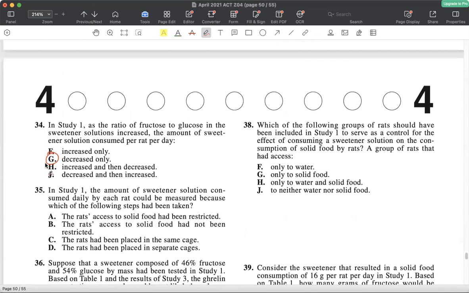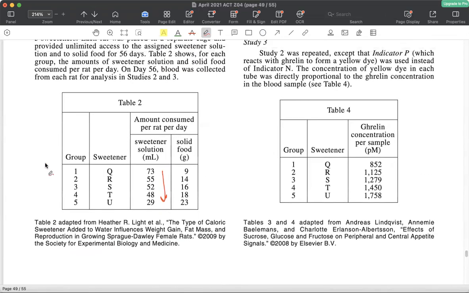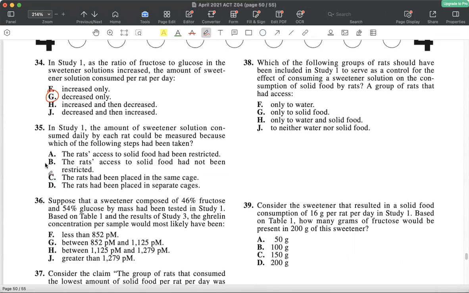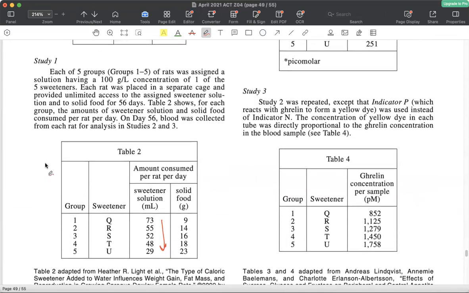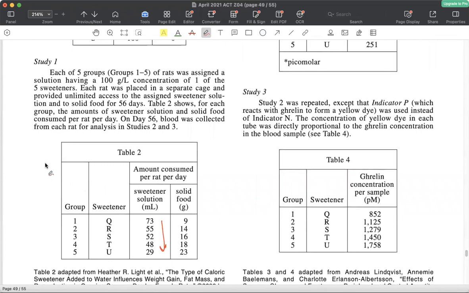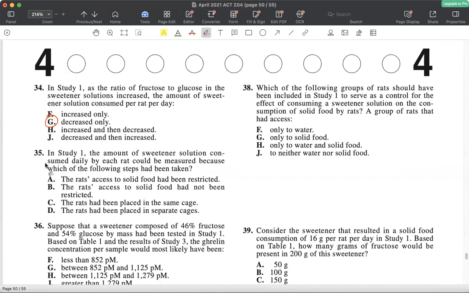In study 1, the amount of sweetener solution consumed daily by each rat could be measured because which of the following steps had been taken? Okay. The rat's access to solid food had been restricted. The rat's access to solid food had not been restricted. The rats had been placed in the same cage. The rats had been placed in separate cages. So it was because they were placed in separate cages, right, that their sweetener consumption could be monitored.